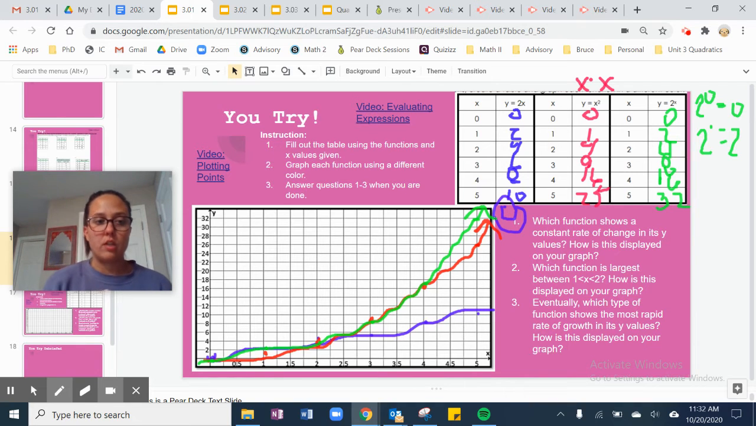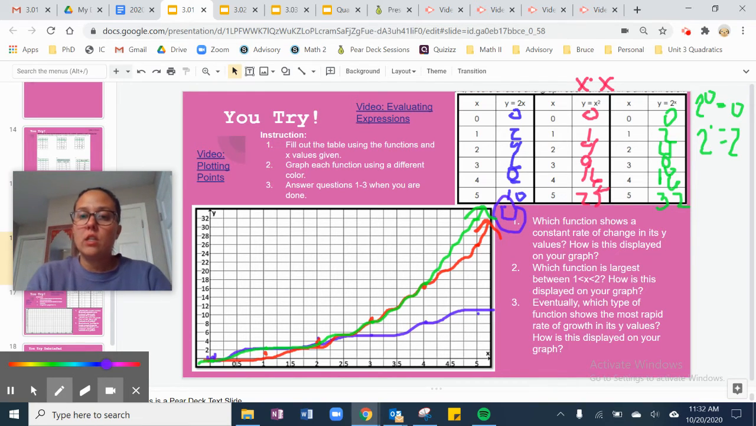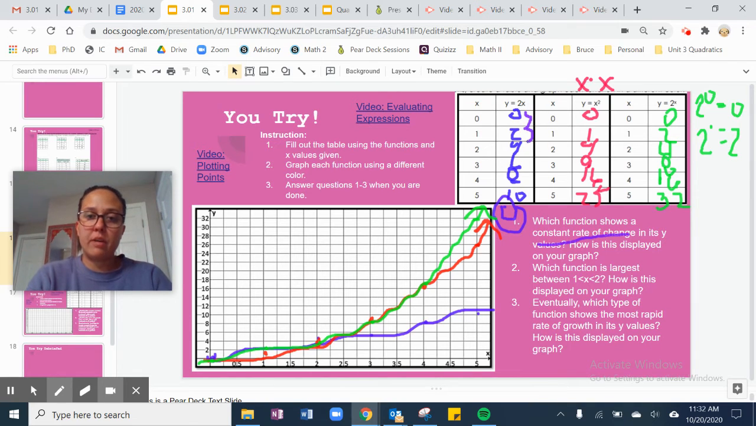I'm just going to read them and talk about them aloud. Which function shows a constant rate of change in its y values? How is this displayed on your graph? Well, constant rate of change should indicate, oh, linear, right? And we see that this is going up by 2, up by 2, up by 2, up by 2, right? So in the table, it shows us in the y values that it's increasing by 2. And then in the graph, even though it's terribly drawn, it should be a straight line because it's linear.